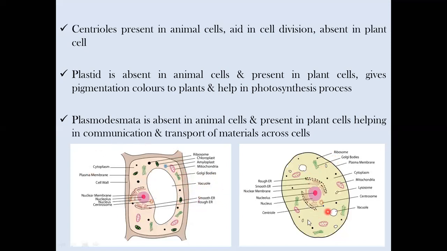You can see here the animal cell. These are ribosomes, Golgi bodies, plasma membrane, cytoplasm, mitochondria, lysosome, centrosome. This is nucleus. These are rough and smooth endoplasmic reticulum. This is centriole and small vacuoles. These are small vacuoles. So these are the typical plant and animal cells, and we discussed some differences between plant and animal cells.